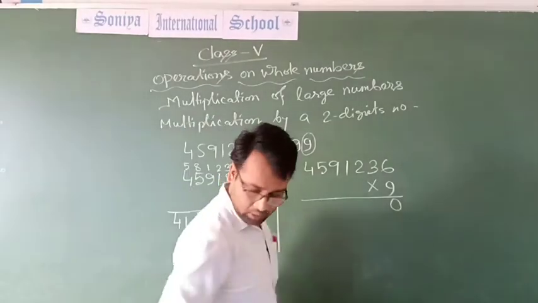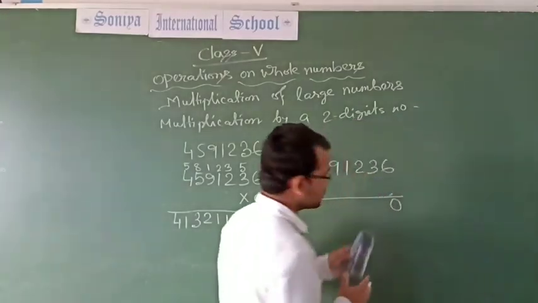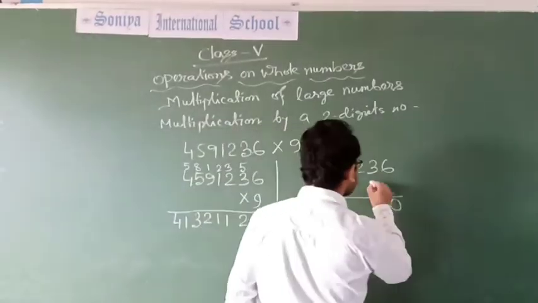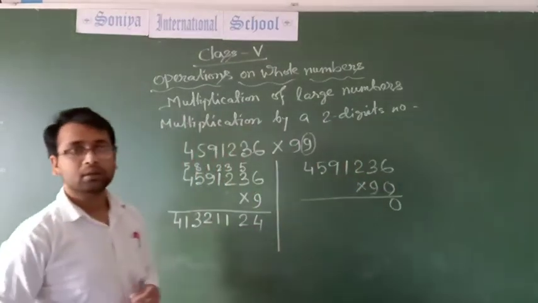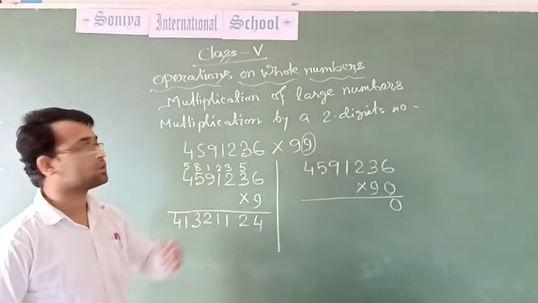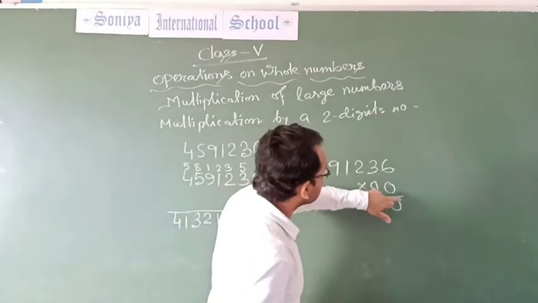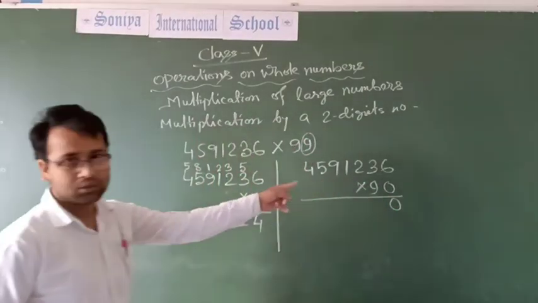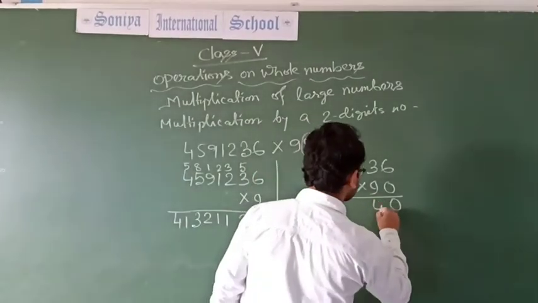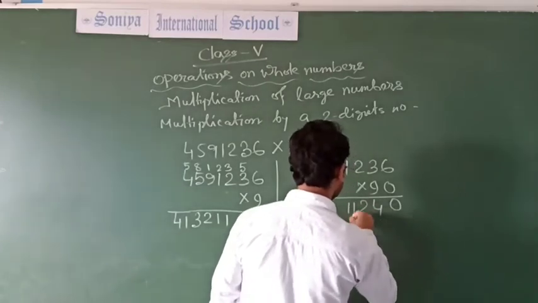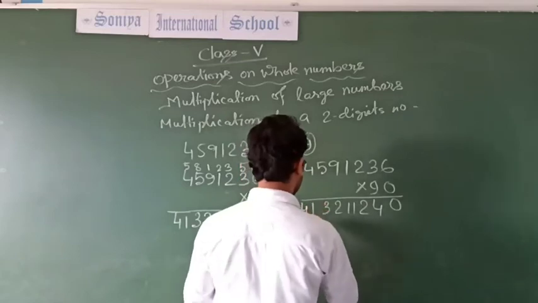Or another way, you write 90. That means the ones place is 0 and the tens place has 9. So the first place is 0 and then multiply by 9 here. That gives 41321124. Is that clear?